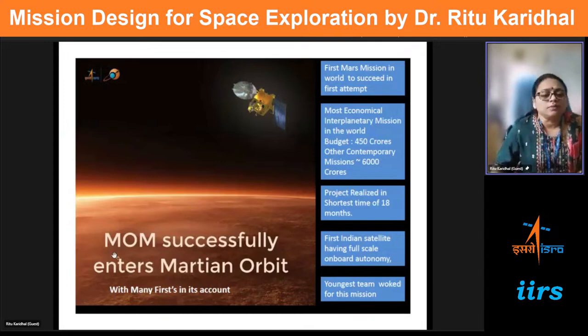And yes, with all this, the Mars Orbiter Mission, as all of you know, in September 2014 successfully entered the Martian orbit. It was the first mission which succeeded in its first attempt. It was the most economical of all the interplanetary missions. It was a project realized in the shortest time of 18 months, with so many new things and so many technical challenges. It was the first Indian satellite having full-scale onboard autonomy. And yes, the youngest team worked on it, apart from all the seniors, scientists and review boards.